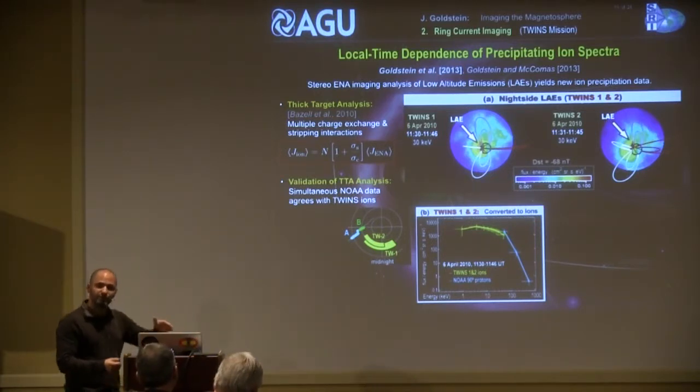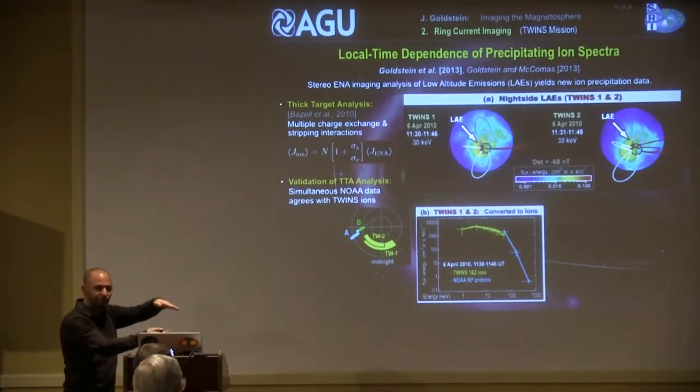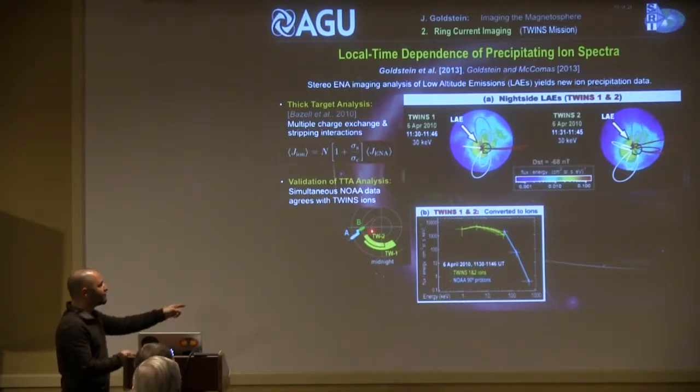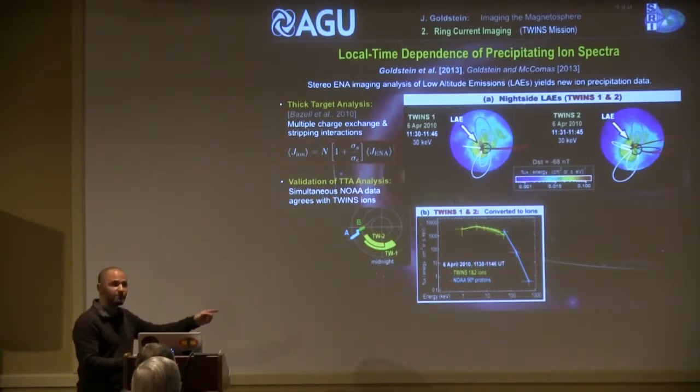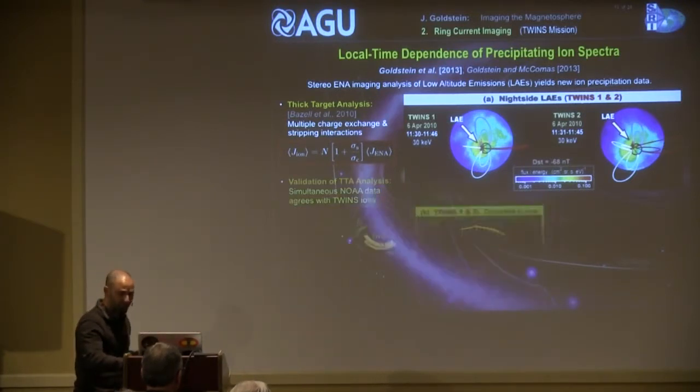I should point out there are some assumptions you have to make because the pixel size is much larger than what we think is the source region. And so depending on where you assume these emissions are coming from, you get a factor of 10 difference in the TWINS-deduced ion fluxes. So there's still a ways to go, but I think this is a pretty good step forward.